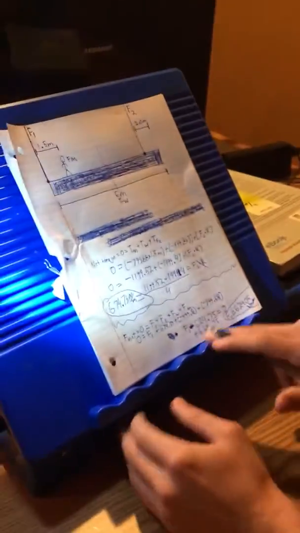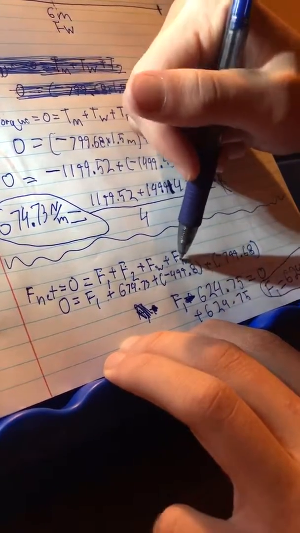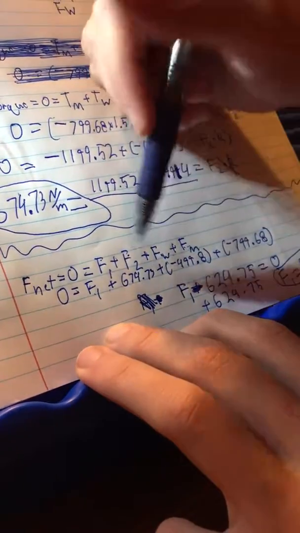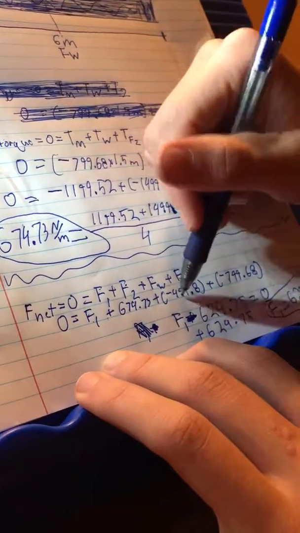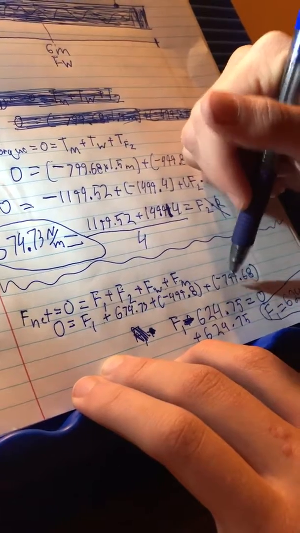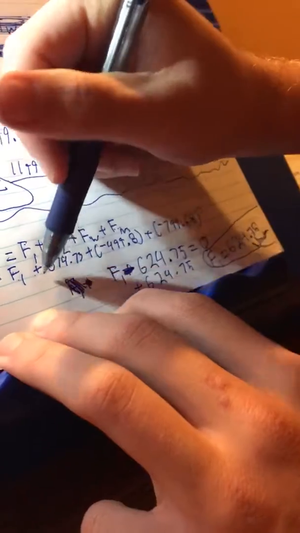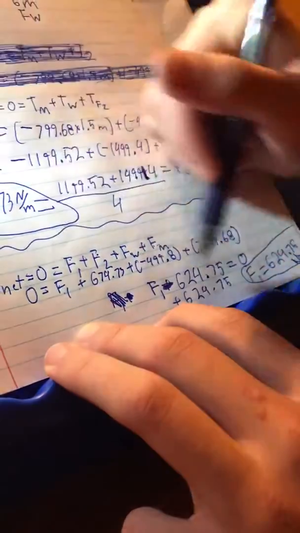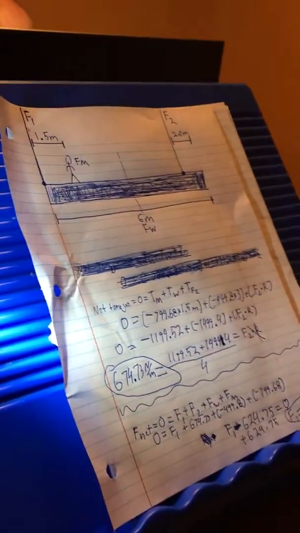Just to recap this part: force 1 plus force 2 plus the weight of the beam plus the weight of the man. F1 we don't know yet. We have the force of 2, the rope pointed up, which was positive 674.73. The force of the beam, negative 499.8, plus the force of the man, negative 799.68. After combining like terms and moving to the opposite side, we end up getting 624.75 newtons for the force of 1.